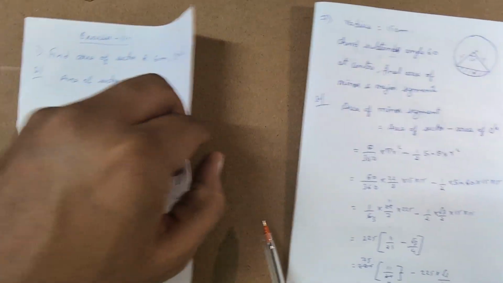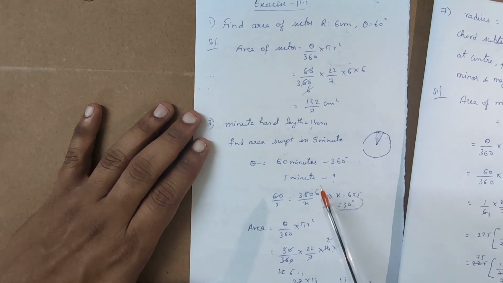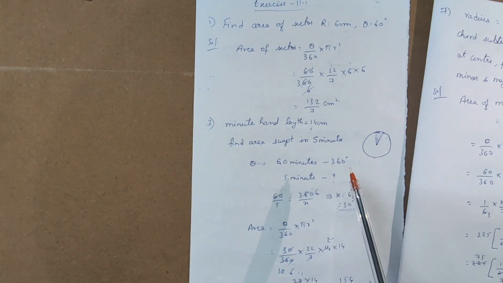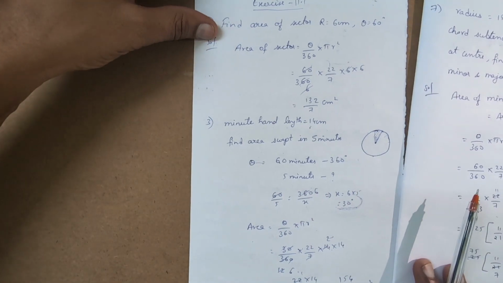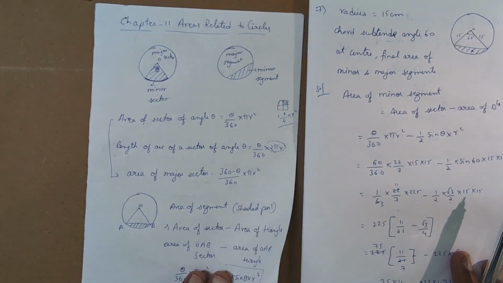Whereas for a sector, you have to follow these formulas, that is theta by 360 into pi r square. And if it is mentioned in a practical scenario, you have to consider what is the angle and then use the formula. So in this way, I conclude the revision of the 11th chapter, that is areas related to circles.